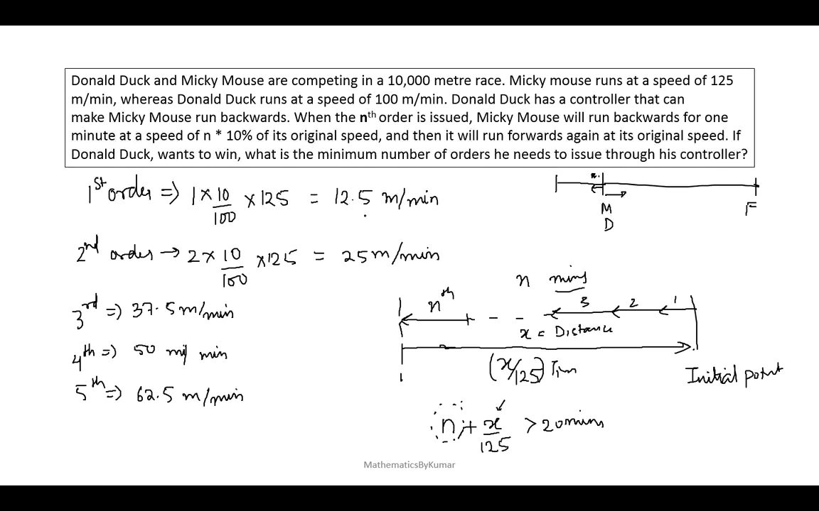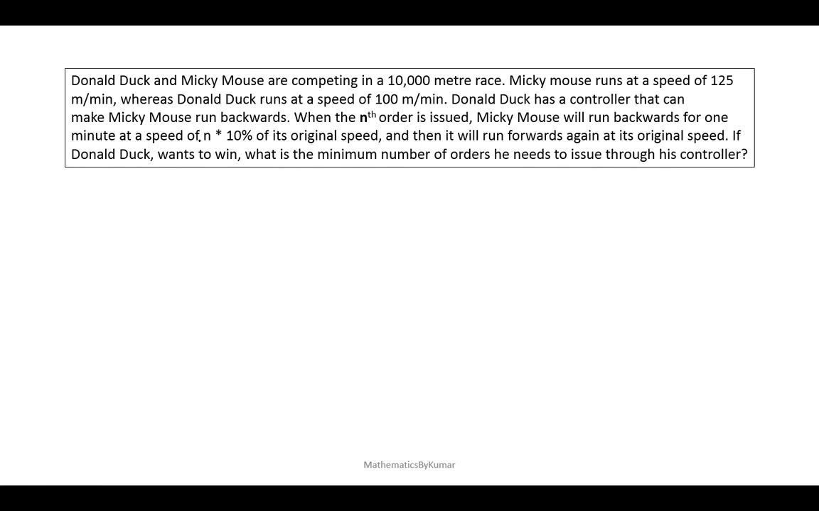Okay, so that would be equal to 12.5 plus 25 plus 37.5 plus 50 plus 62.5, going all the way up till 12.5 into n. So let's first calculate x, and then we'll put that back into the equation. First he's going 12.5 meters back, then he's going 25 meters back. So let me write that as 12.5 into 2, then it's 12.5 into 3. It goes all the way up till 12.5 multiplied with n.